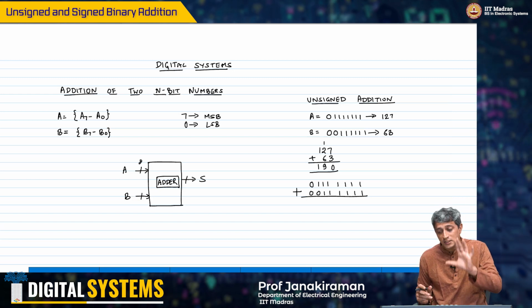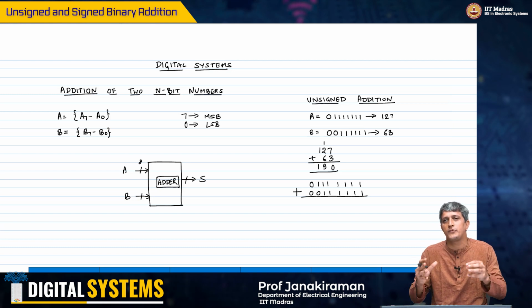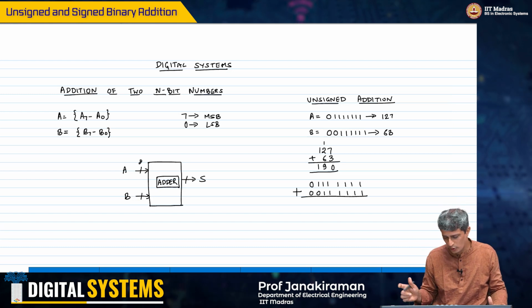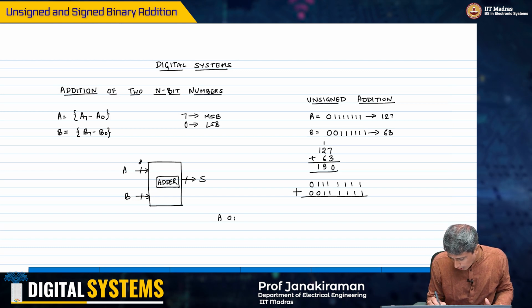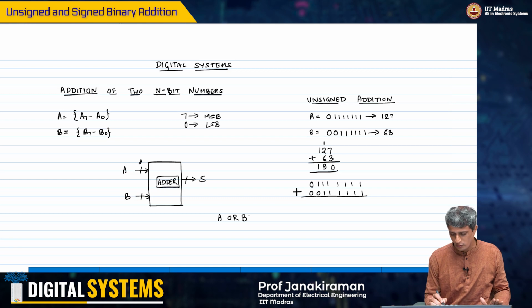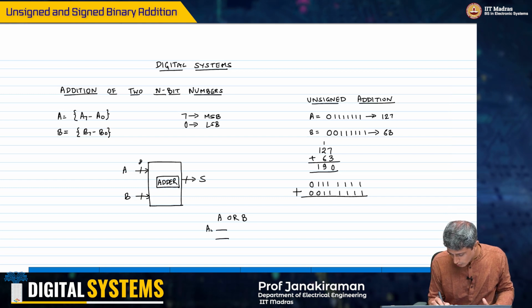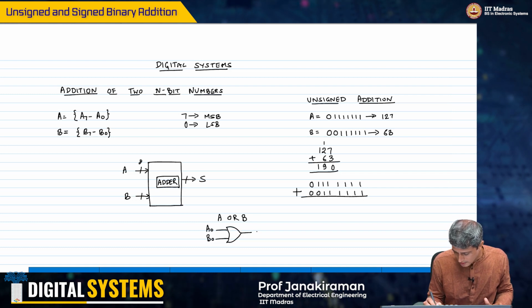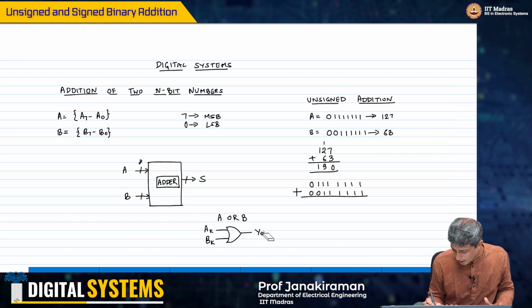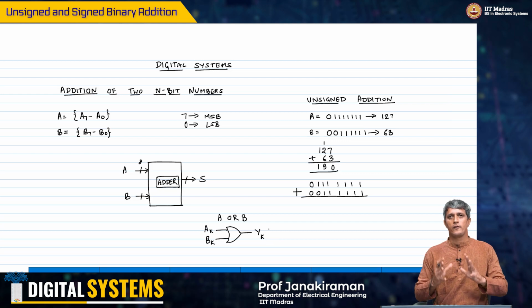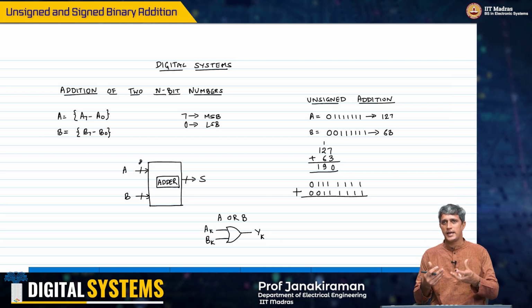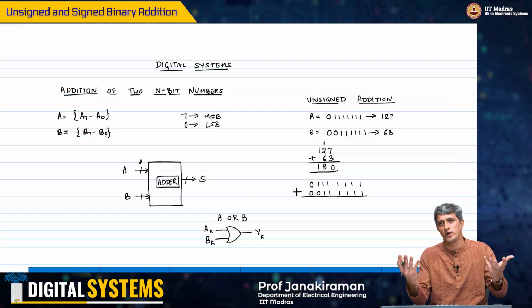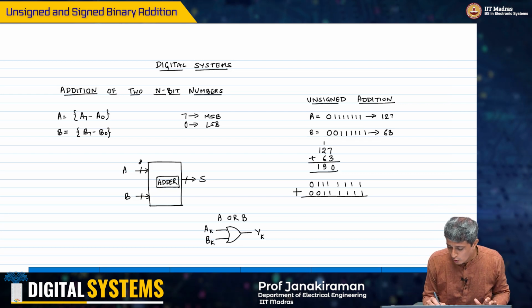So just to clarify, it is possible for us to define something known as a bitwise OR operation. I could have A or B, where you simply take A0, B0, send it through an OR gate, and you get the answer Y0. Similarly, you do this for any arbitrary bit AK, BK, and you will get the answer YK. So if A and B are n bit numbers, you have n 2-input OR gates, and you will get the answer.